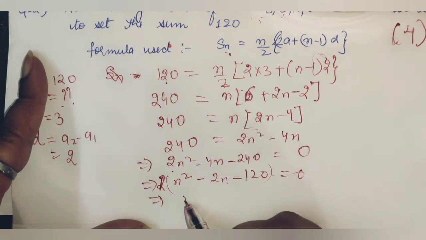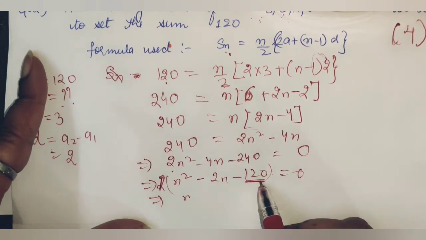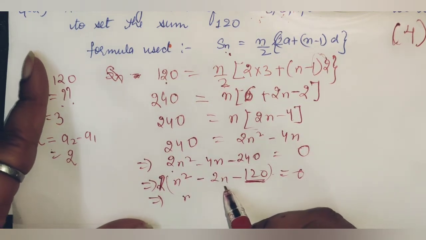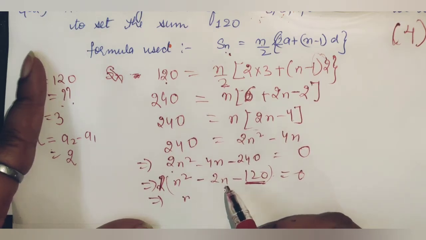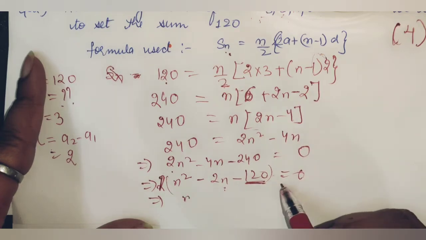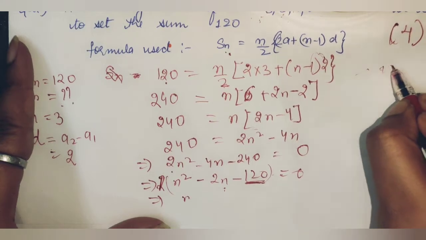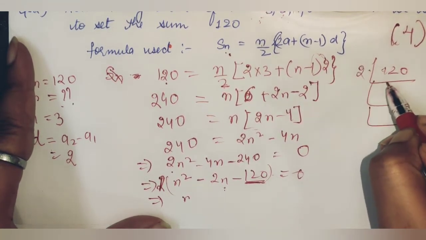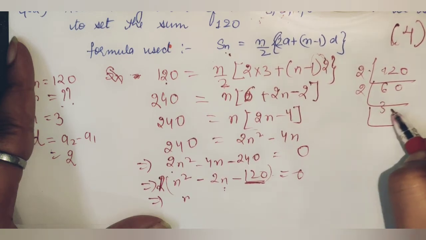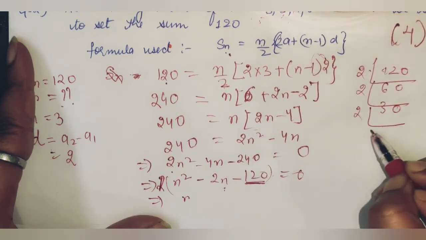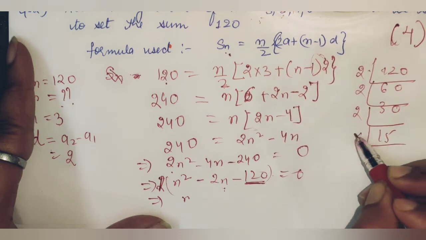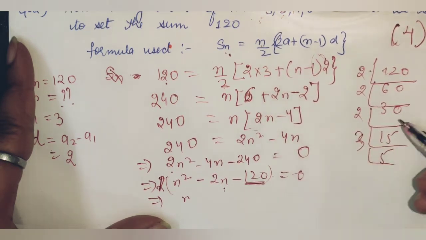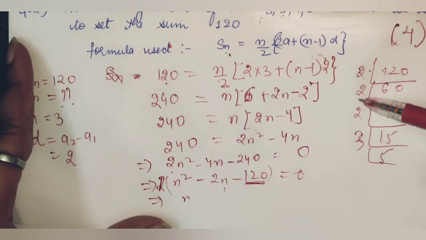Now for 120 we will take the factors, and we will use the middle term splitting which we have learnt in class 9th also. By that method we will solve the quadratic equation. So for 120 you can write 2 sixes are 12, 2 threes are 6, 2 fifteens are 3 fives are 15. So we are getting the factors 2, 2, 2, 3, 5.